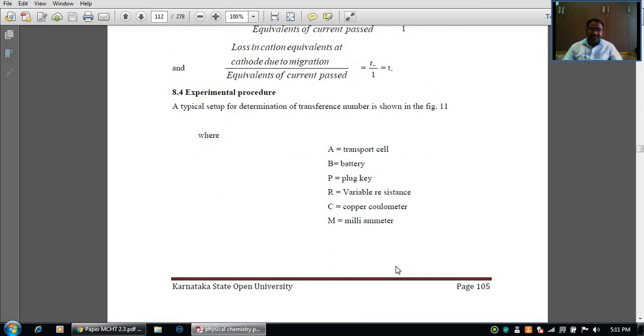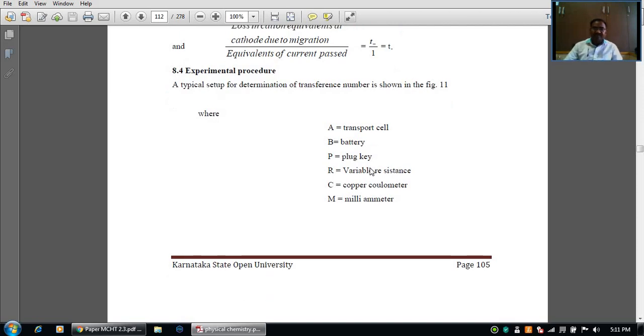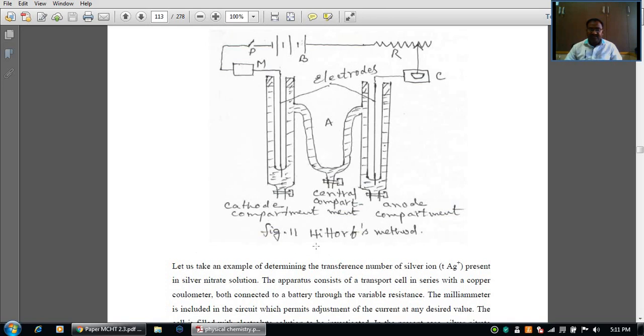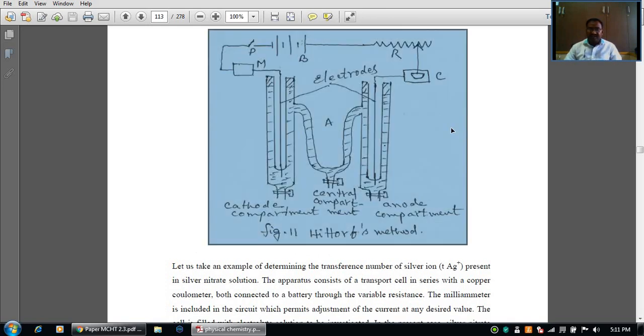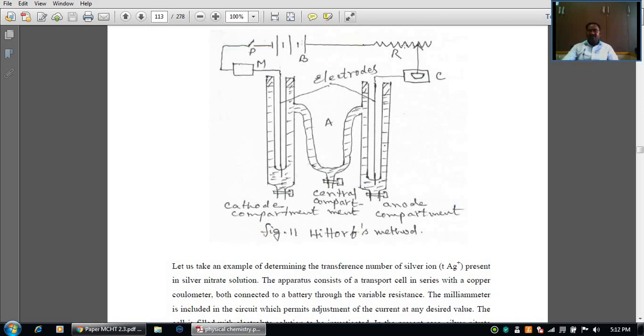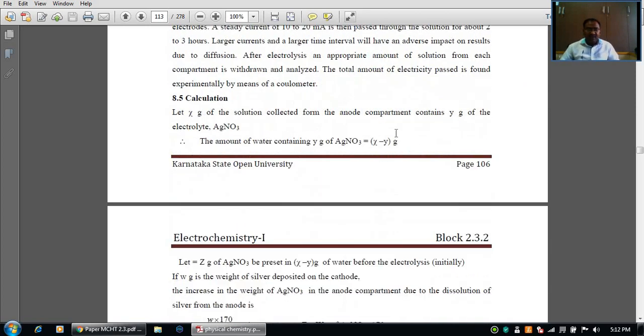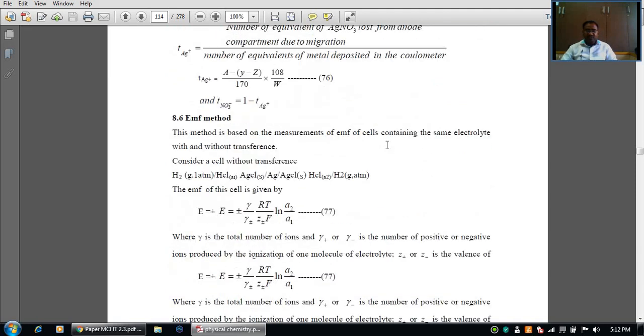The experimental procedure is a typical setup for the determination of transport number. Just see the diagram here. This is the diagram for the Hittorf method. This diagram is also very important, so you should practice it. A battery is connected to the cathode compartment, central compartment and anode compartment. The three compartments are there. Between the cathode and anode compartments, with the central compartment, a resistance is there, which is directly connected to the cell or battery. This is the diagram, and these are the calculations for the Hittorf method.